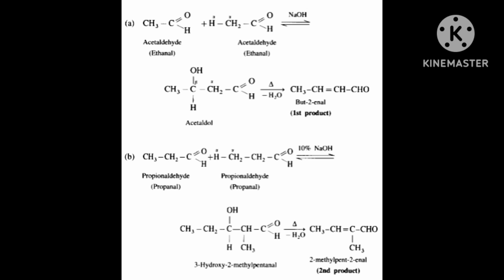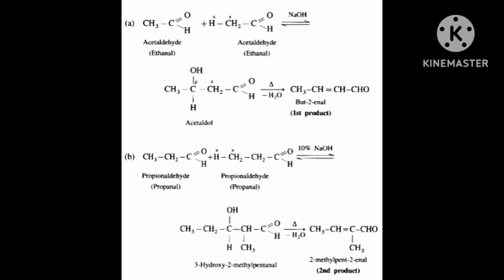2-methylbut-2-enal. Here, whenever you write a double bond directly, then you only have to write aldehyde, because OH went away as water; with H it formed a water molecule and went. Hence when you mention a double bond, then only the CHO group will be there. This is the third product.